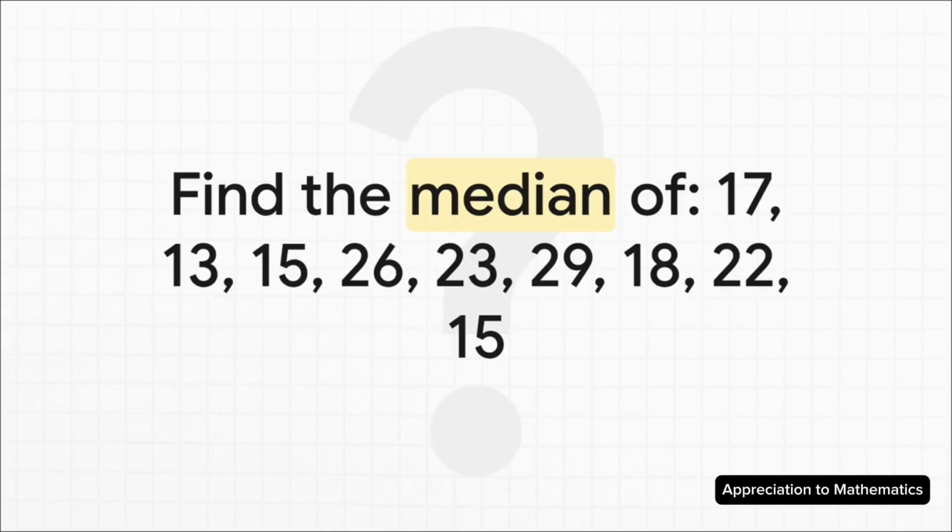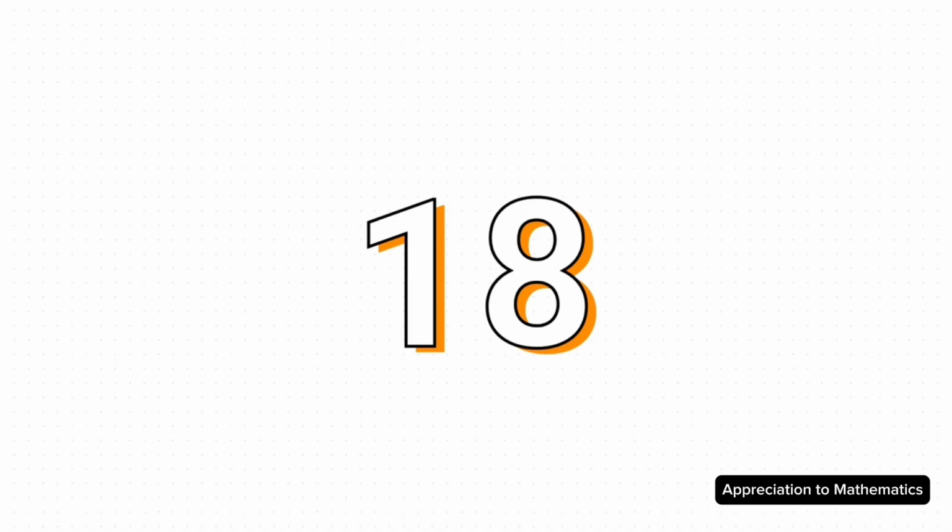All right, next question. Let's do a little calculation. What's the median of this data set? Hey, these numbers might look a little familiar. And the answer is 18. Nice work. If you line them all up, 18 is sitting right there in the middle.